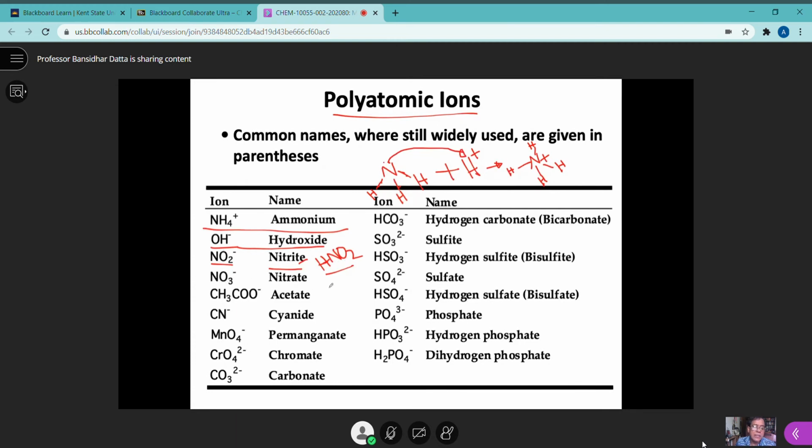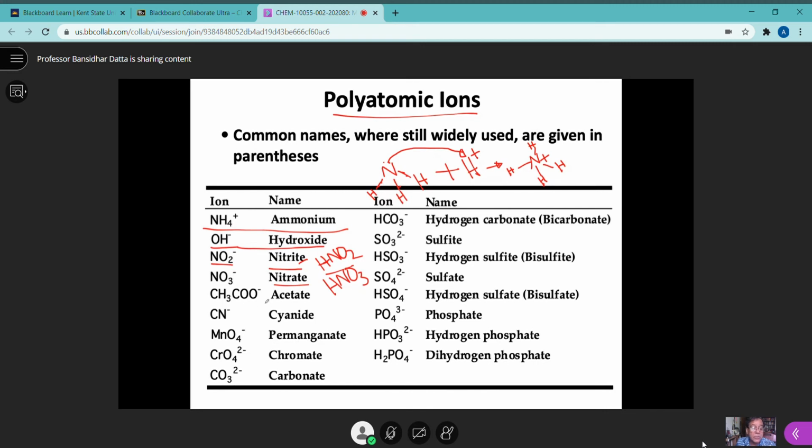HNO3 is the higher valent form of nitrogen, nitric acid. If you take the proton off, you get the nitrate, NO3 minus, called the nitrate ion. So they all come from the acids, and you must remember that, right? Nitric acid gives a nitrate.